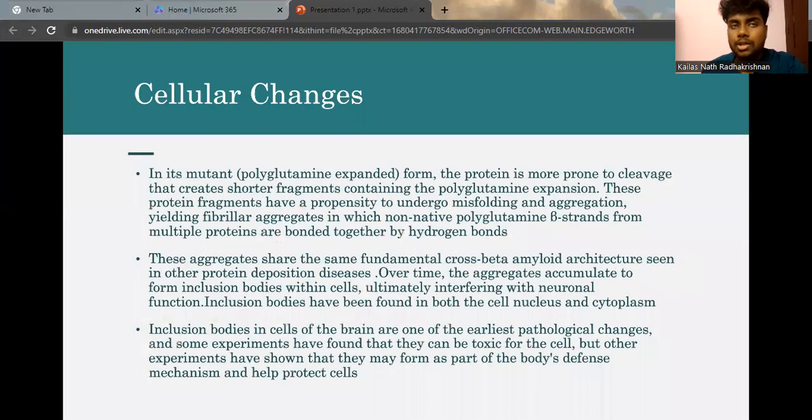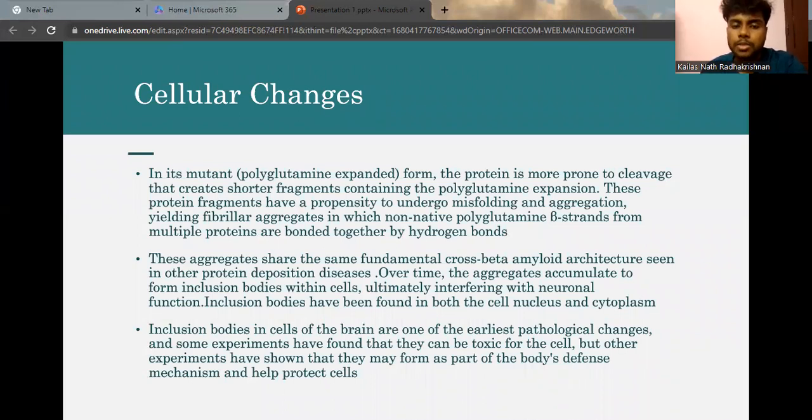Let's talk about cellular changes. What changes occurred in the cells during Huntington disease? So, the toxic action of mutant Huntington may manifest and produce Huntington disease pathology through multiple cellular changes.